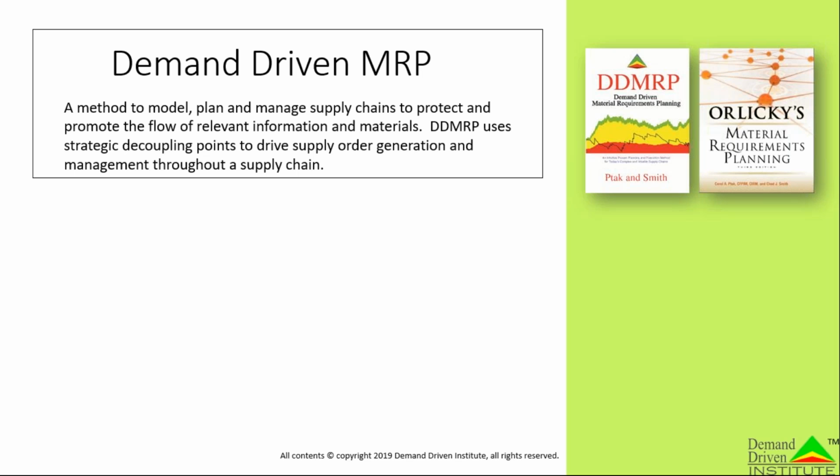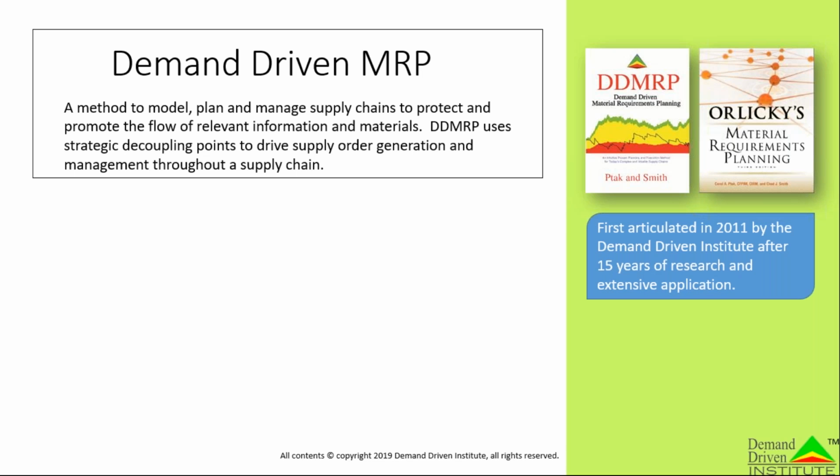It's a method to model, plan, and manage supply chains to protect and promote the flow of relevant information and materials, with the idea that that is a direct connection to return on investment. DDMRP uses strategic decoupling points to drive supply order generation and management throughout a supply chain. It's important that you understand what DDMRP is and what it isn't. It is not a management philosophy. It is a supply order generation and management tool that is part of a larger framework.